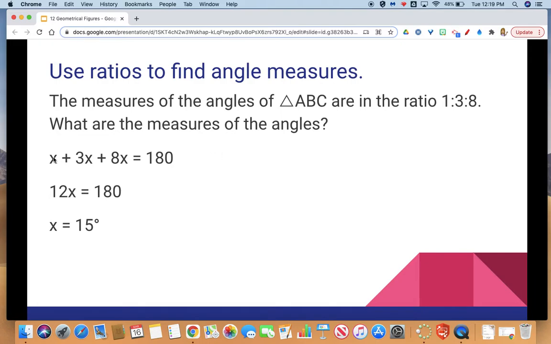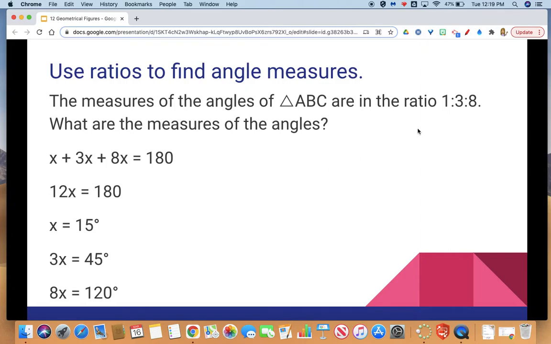So now we know what our first angle measurement was, 15. Now we can figure out our second and our third by plugging a 15 in for x. So 3 times 15 means our second angle measurement would be 45 degrees. And 8 times 15 means our last would be 120 degrees.